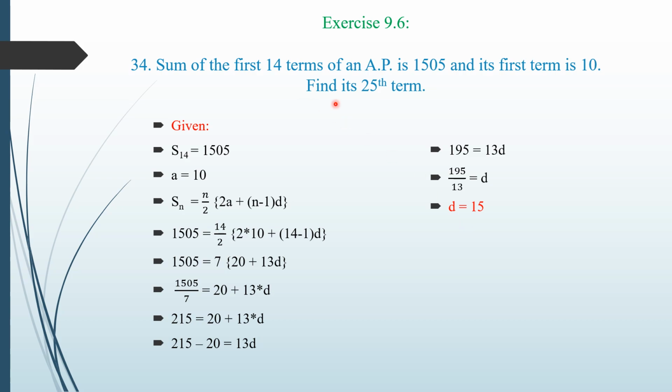Now I need to find the 25th term of this AP. I know a and I also know d, the common difference, so I can easily find the 25th term. That is, a25 can be written as a plus 24d. I know the value of a, that is 10, plus 24, and in place of d I'll substitute 15. When I solve this, I get a25 equal to 10 plus 24 into 15. 24 into 15 will give me 360, plus this 10 will give me 370. Therefore the 25th term of this AP is 370.